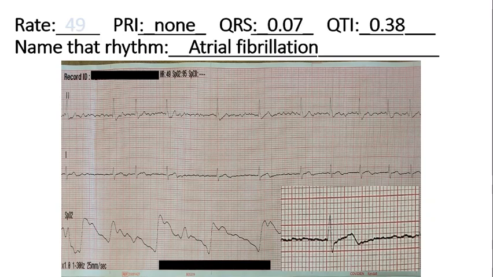So I'm going to call it atrial fibrillation. It might be atrial flutter, I don't know. There's no PRI because there's no real P wave visible. QRS is 0.07, which is okay. QT interval is 0.38, and I'm going to call it atrial fibrillation.